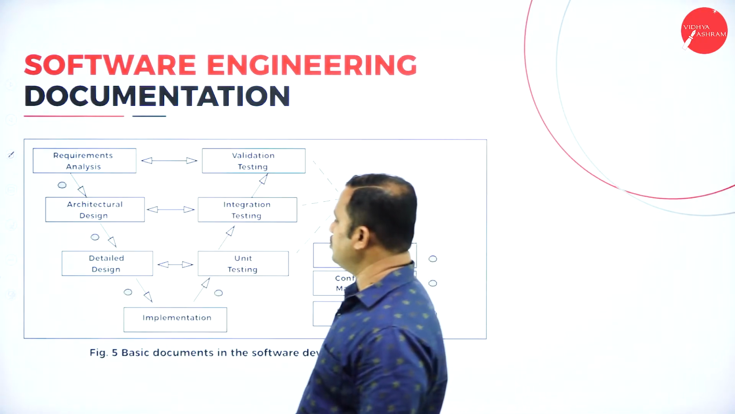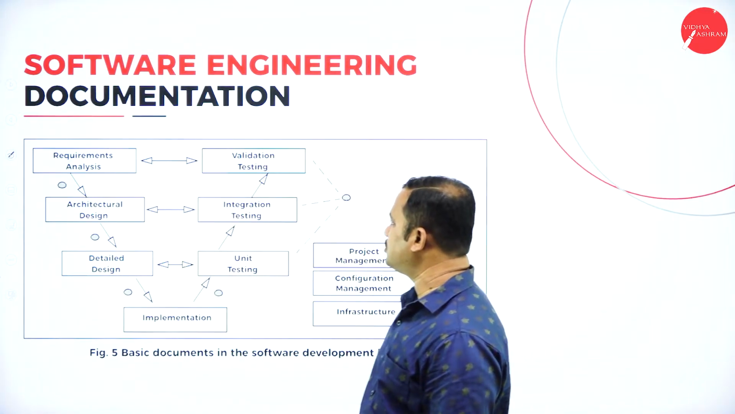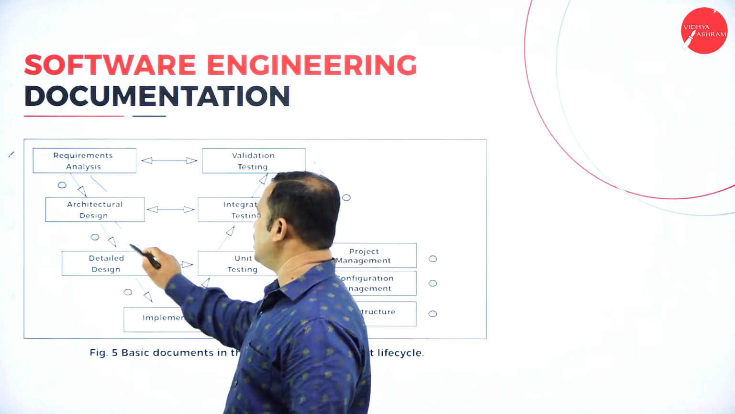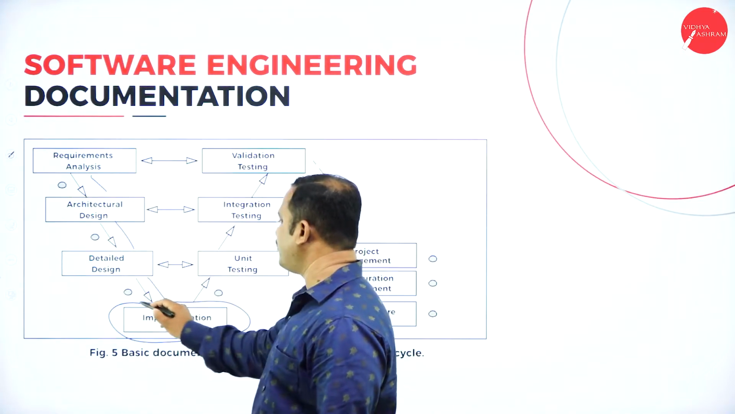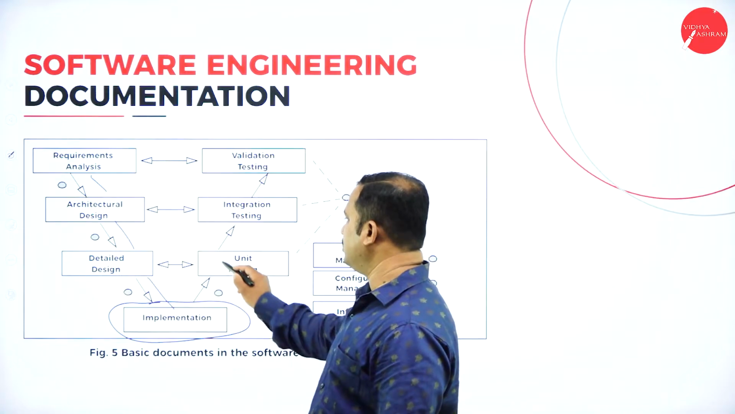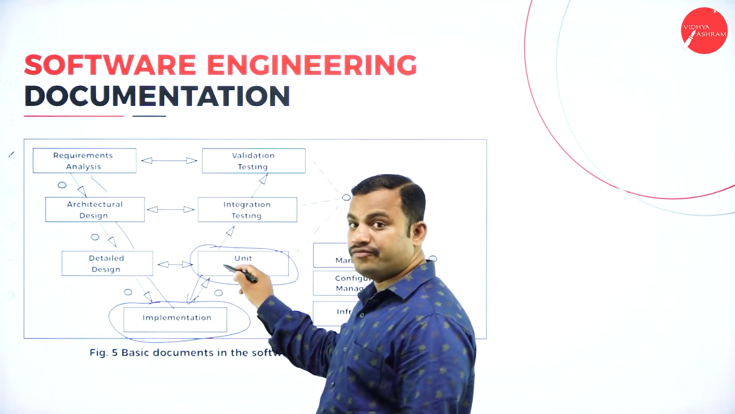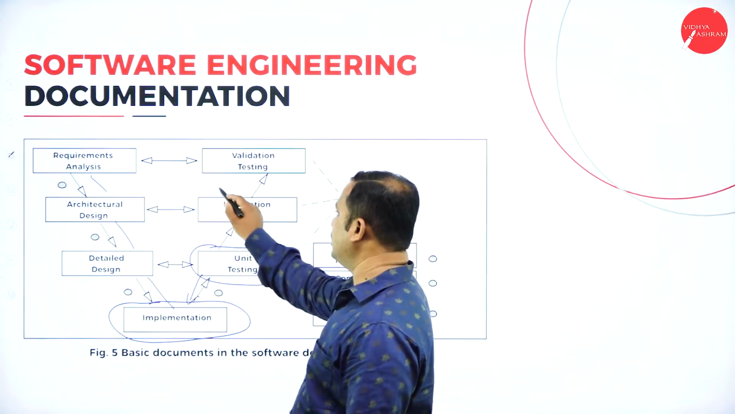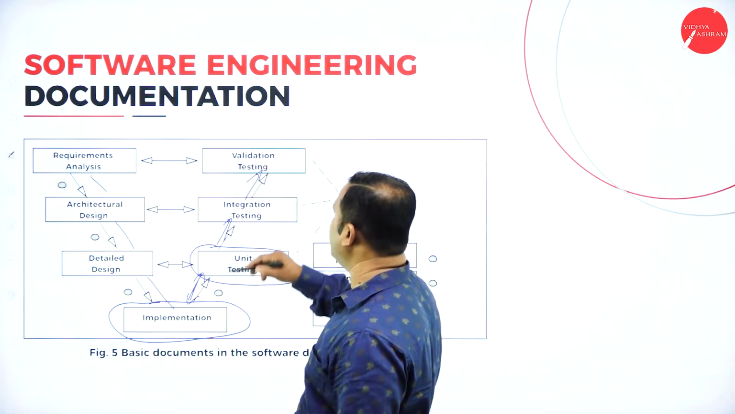If you look at this, you will clearly understand the V model, that is, the life cycle of the V model, which includes requirement analysis, then architectural design, detailed design, and implementation, wherein you will not find any documentation here. Then we have unit testing, which is related to the implementation part, which includes the documentation. Then integration testing. Then we have validation testing.